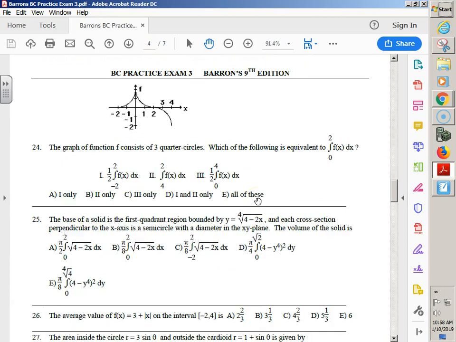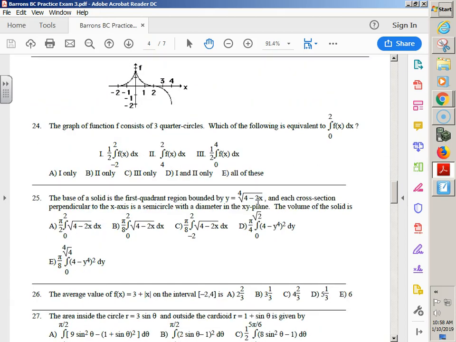Sorry, I meant to scroll. Okay, 24 to 26. Number 24, what's going on? We have three quarter circles. Do you see them? We have a quarter circle there, and a quarter circle there. And then we have a quarter circle there, which is equivalent to the integral from 0 to 2 of f of x dx.